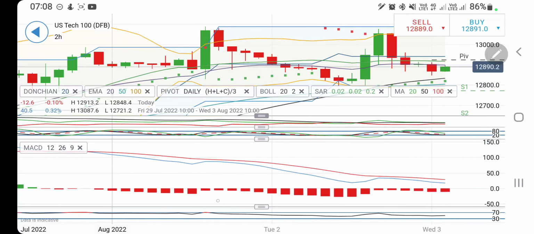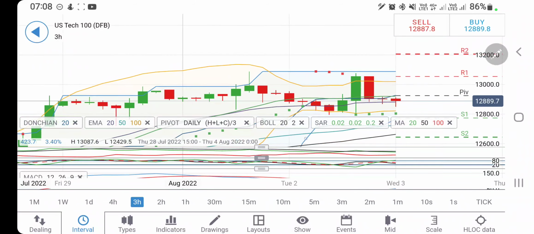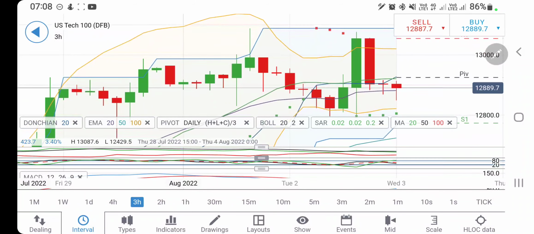Directional movement is bullish. Stochastic is comfortable. MACD is bearish on the 2 hour charts. RSI is also comfortable there. On the 3 hour charts, look at this. See, the resistance there at 12,900, 920 is strong. It is giving you lower lows, and it is an expanding triangle. Hence, you have to be cautious in between this.